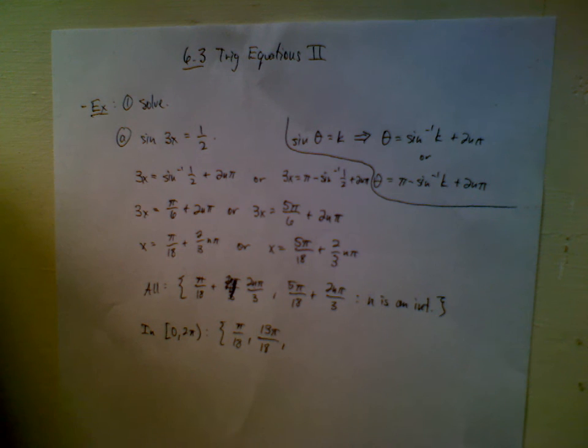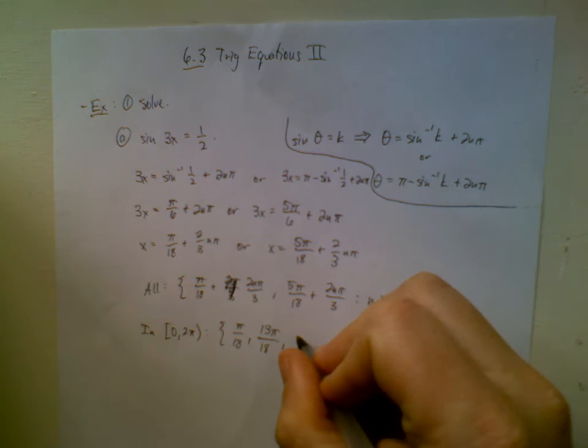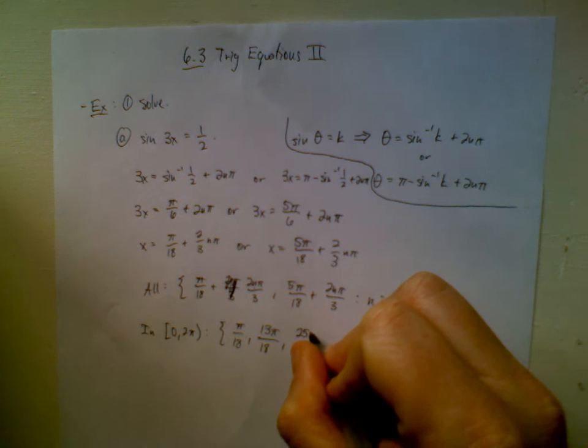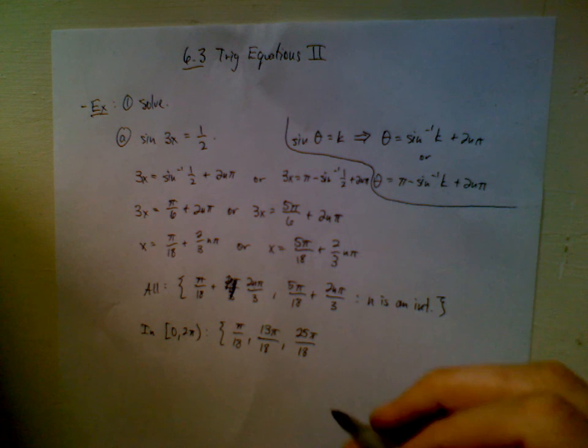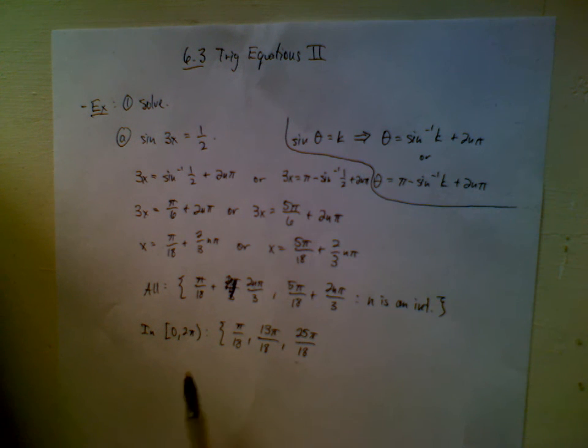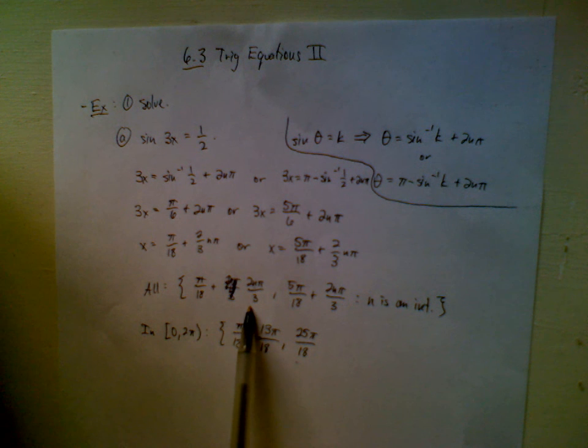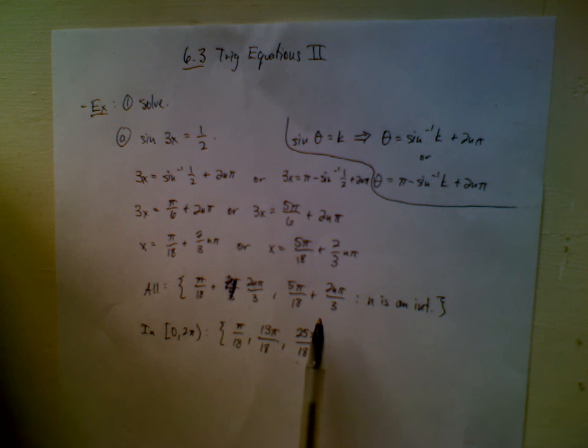If I plug in 2 for n, then I get pi over 18 plus 4 pi over 3. That's 25 pi over 18. I'm still inside of the interval. If I plug in 3 for n, I get pi over 18 plus 6 pi over 3. That's 37 pi over 18. That's too far. So these are all the solutions that are generated by this first rule. And then I have some more solutions that are going to be generated by this second rule.